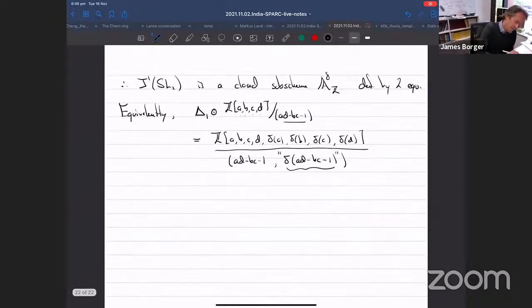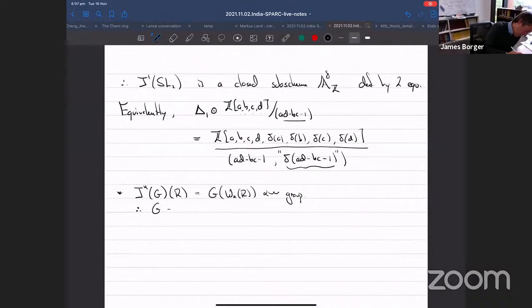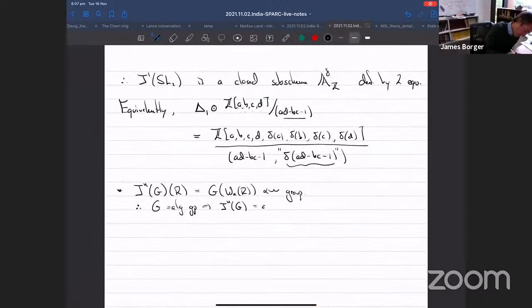Maybe we can push this example a little bit. So there's a homomorphism. Maybe now's a good time to say it. So Jn of G, say G is an algebraic group, evaluated at R is G of Wn of R. And this is a group, right? It's just the value of an algebraic group at a Witt vector ring. So therefore, G an algebraic group implies that Jn of G is an algebraic group, say over Z.